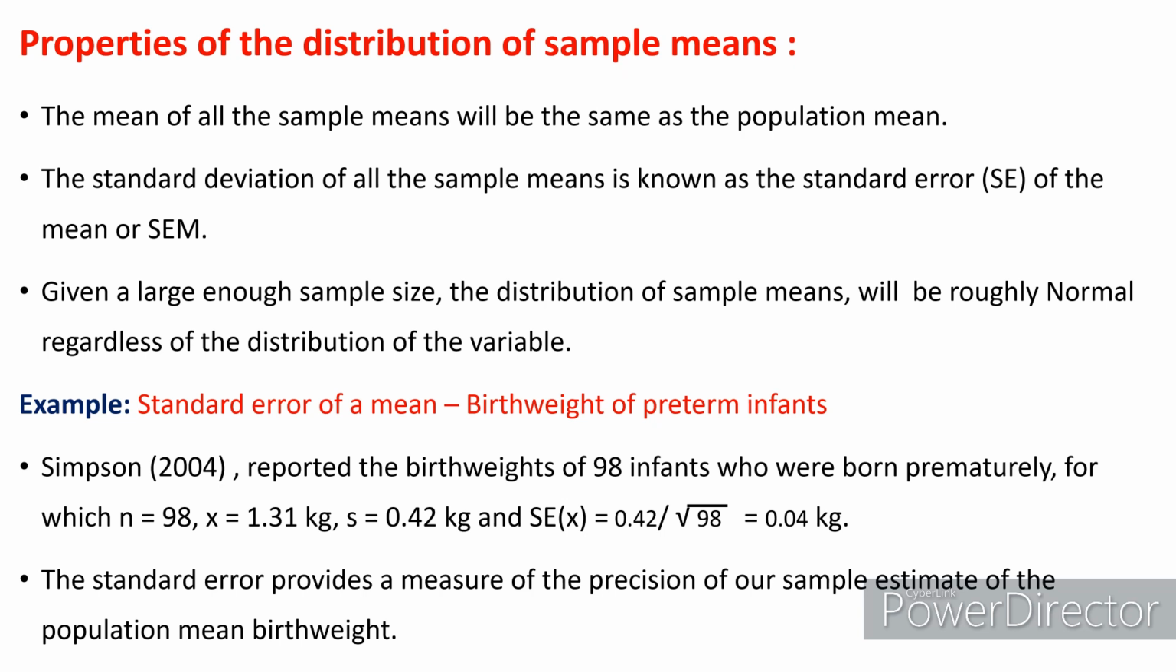So a simple example, standard error of a mean birth weight of preterm infants. Okay. See, there was a study which reported the birth weights of 98 infants who were born prematurely, for which the sample size is 98. X bar is 1.31 kg, S is 0.42 kg, and you can calculate the standard error by using the formula S divided by square root of n. So what is S in this case? That is 0.42 divided by square root of 98. So you got 0.04 kg. What is it? Standard error. The standard error provides a measure of the precision of a sample estimate of the population mean birth weight.